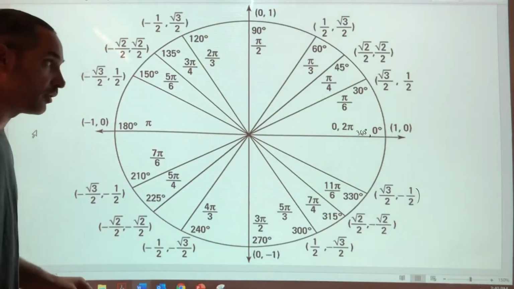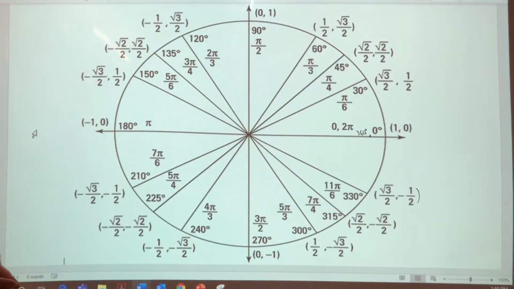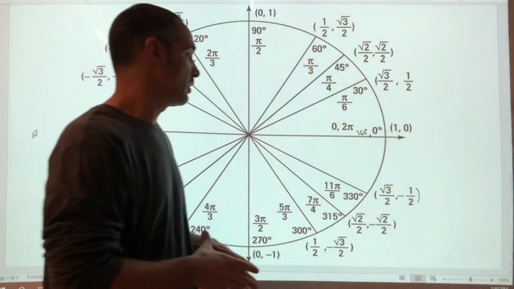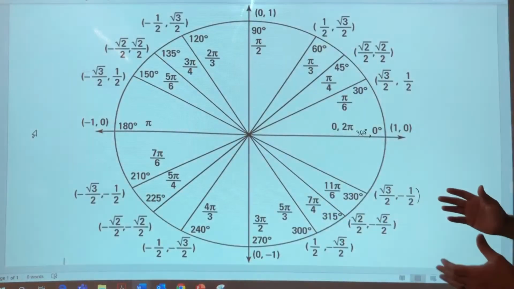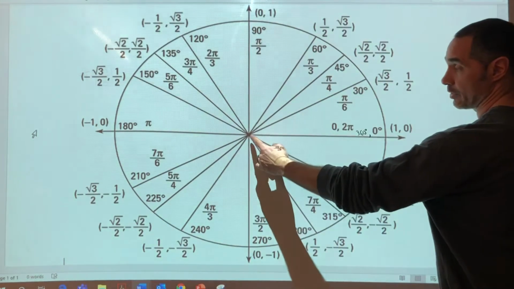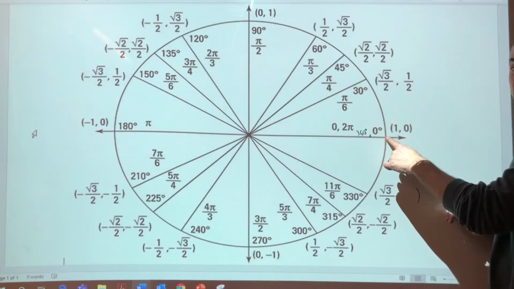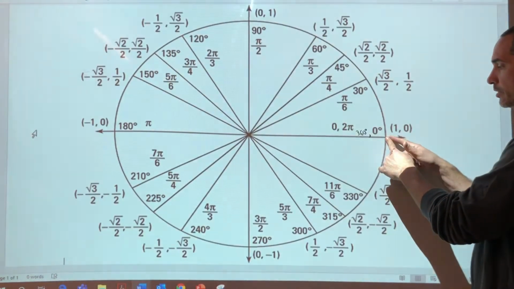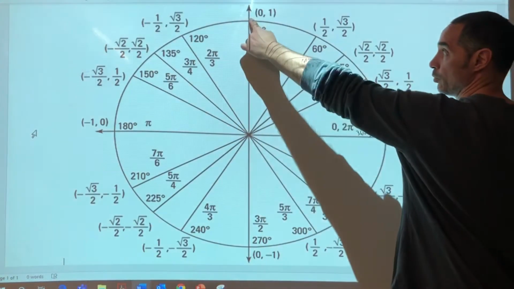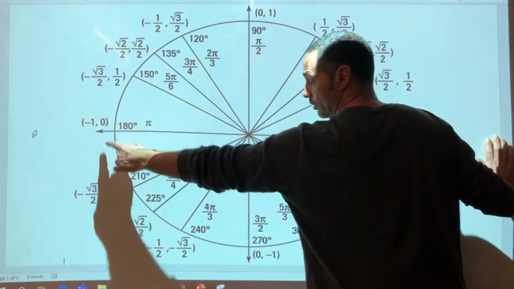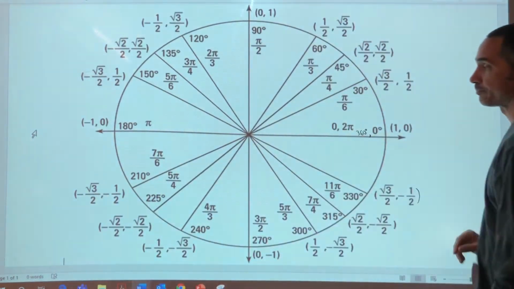So we've already covered the unit circle in class, but I just wanted to point out for people that might have missed a couple days that this is the unit circle. The reason it's called the unit circle is because the distance from the center to the outside is a distance of 1 unit. So that's why this is (1, 0), this is (0, 1), (-1, 0), and (0, -1).